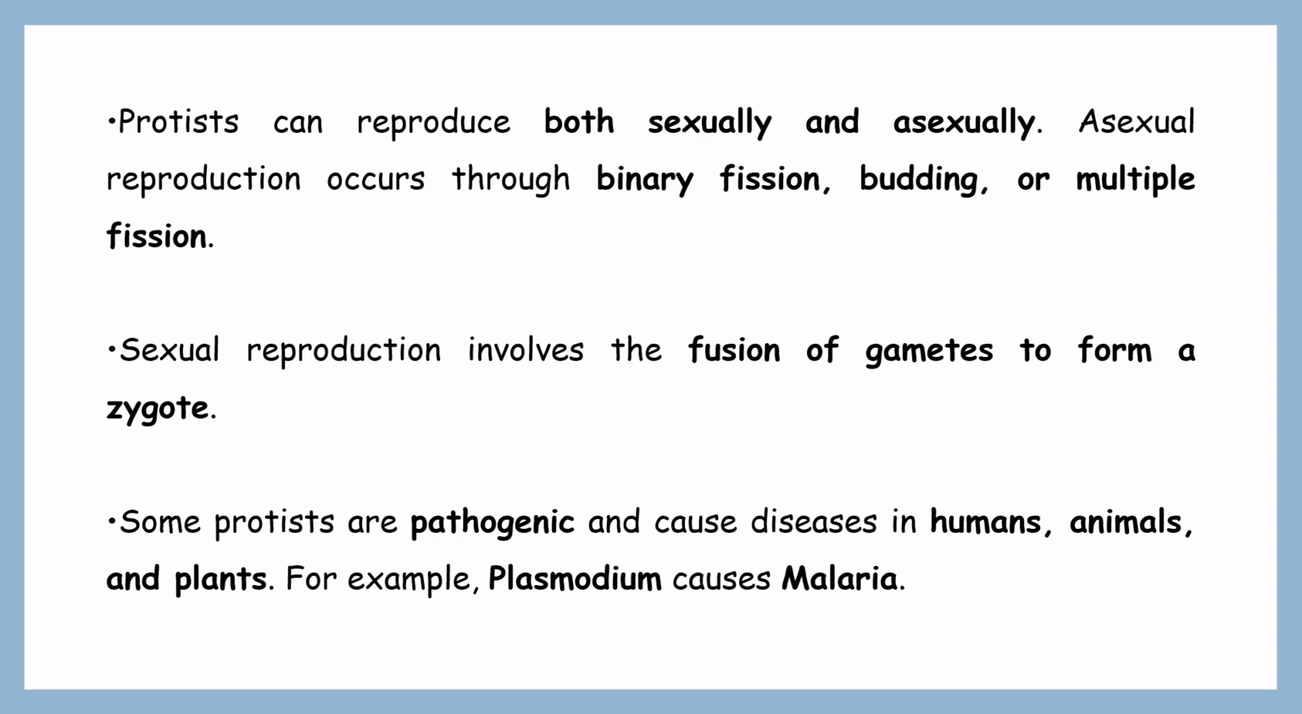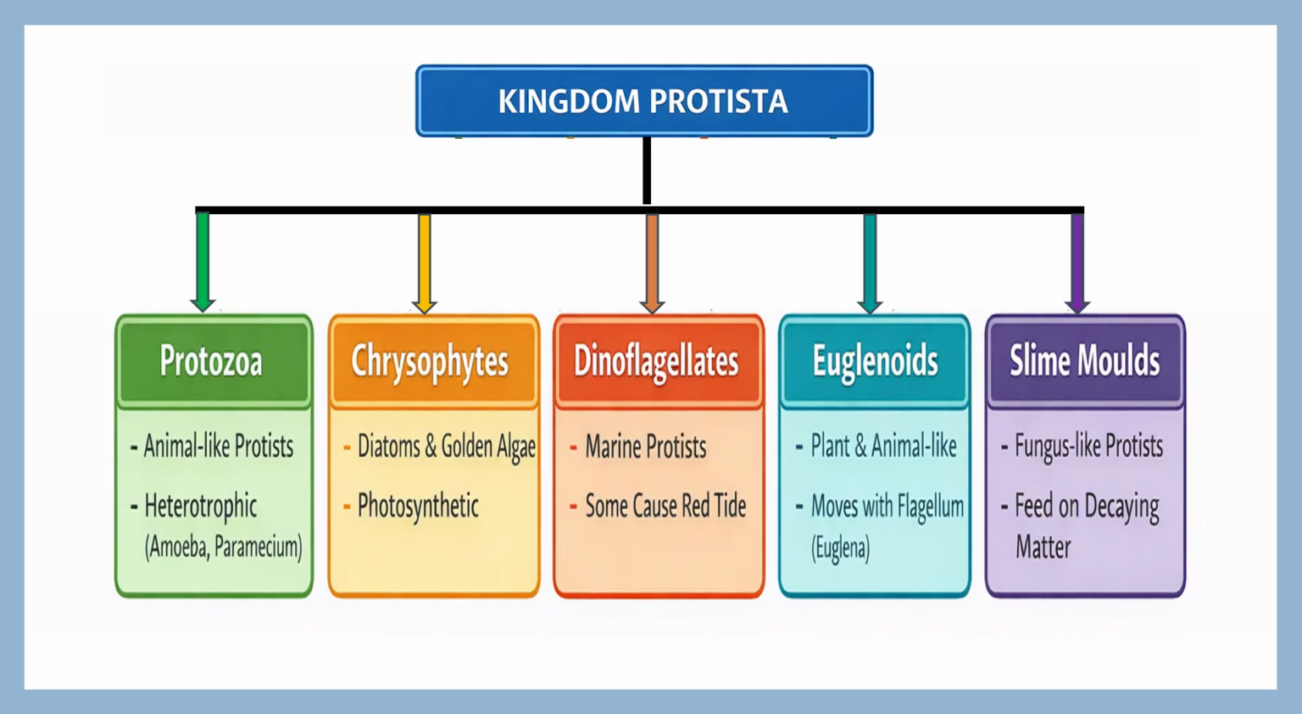Protists can reproduce both sexually and asexually. Asexual reproduction occurs through binary fission, budding, or multiple fission. Sexual reproduction involves the fusion of gametes to form a zygote. Some protists are pathogenic in nature also, and can cause diseases in humans, animals, and plants. For example, Plasmodium actually causes malaria in human beings.